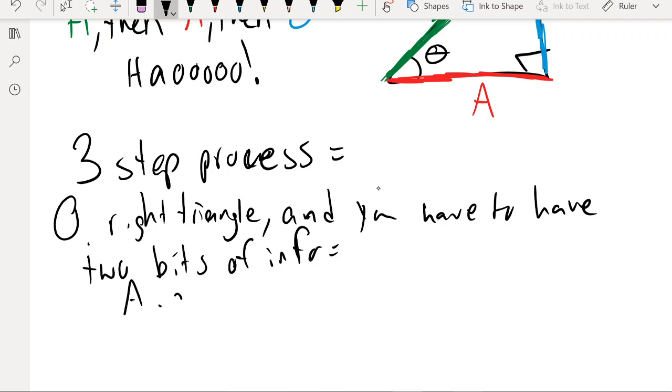You have to have a side plus an angle, right? So these are like quasi formulas here. A side plus an angle will give you the other side.